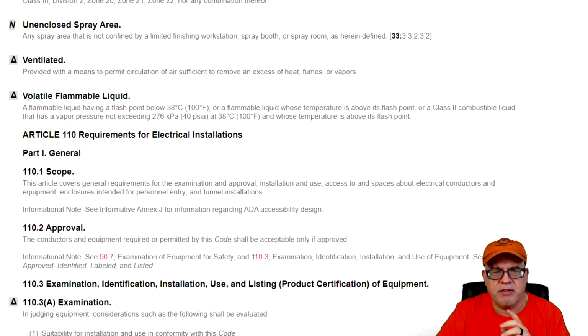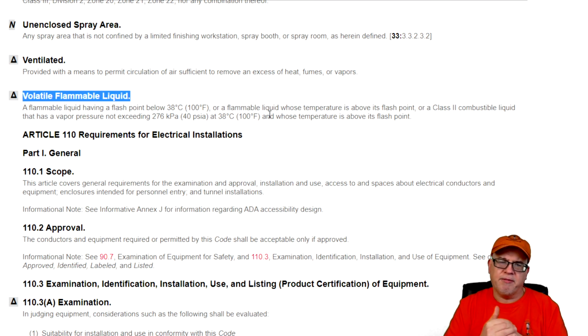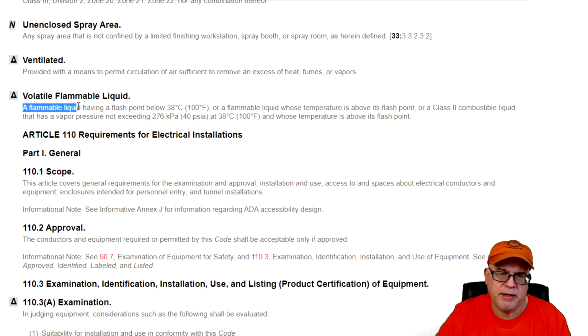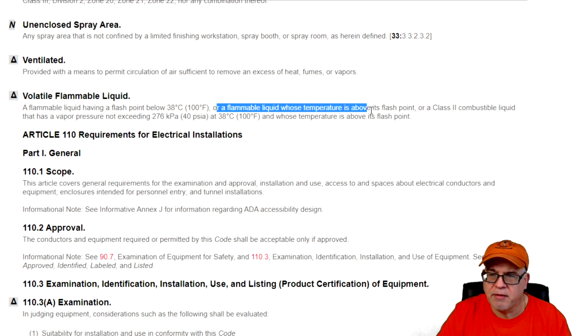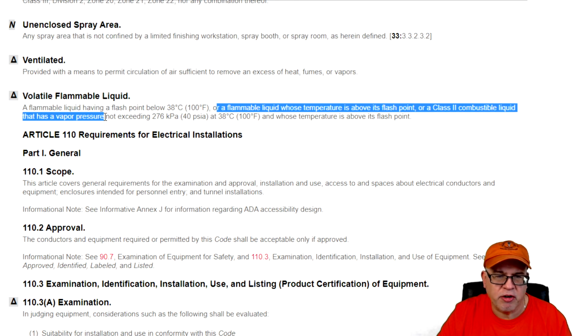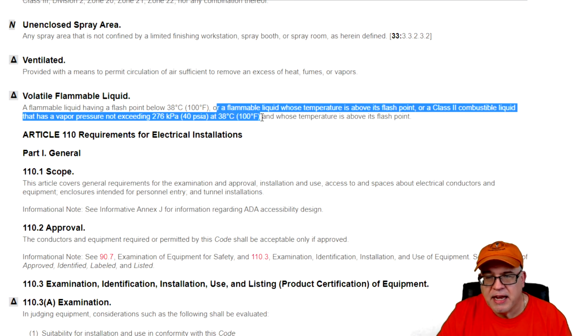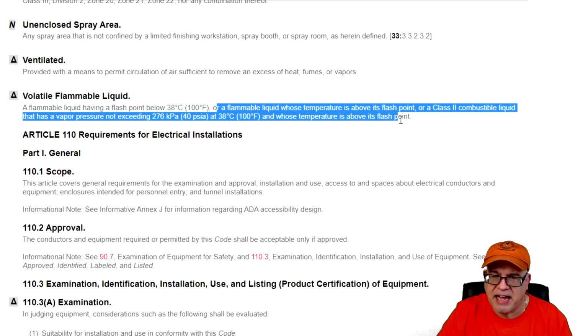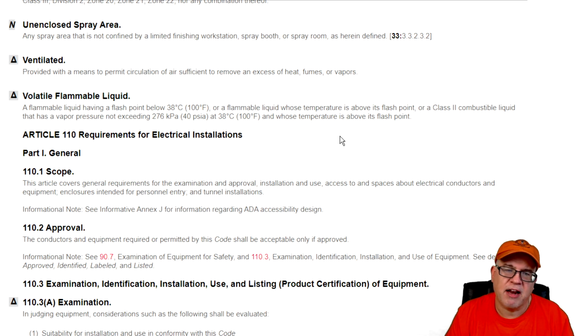Now, the last one that we'll end on is really, really important: understanding the volatile flammable liquid. When does a liquid become volatile? All right, so here's a good example. A flammable liquid having a flash point below 100 degrees Fahrenheit, or a flammable liquid whose temperature is above its flash point, or a Class 2 combustible liquid that has a vapor pressure not exceeding 40 psi at 38 degrees C or 100 degrees Fahrenheit, and whose temperature is above its flash point. Those are all considered volatile flammable liquids.